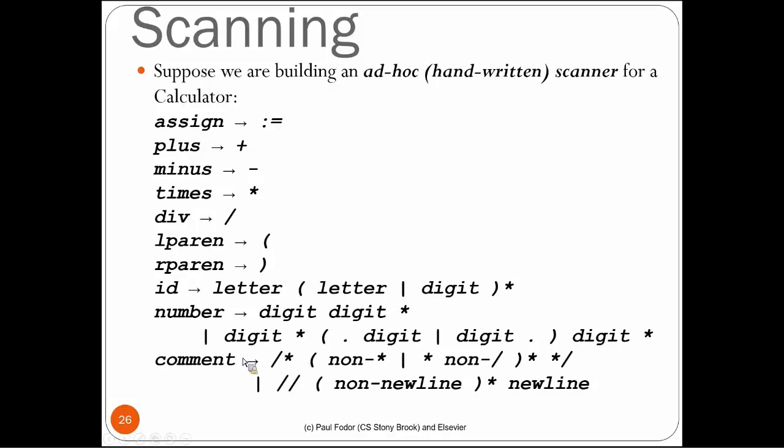And the comment is either a paragraph comment, which basically starts with /* followed by any non-star or star non-/ characters. Basically we do not have the end. You can have as many characters as possible until we reach */. Or it is a line comment: basically two / followed by any non-newline character as many times as possible, followed by a newline character. And the question is, how do we actually build a scanner with if statements for this grammar?